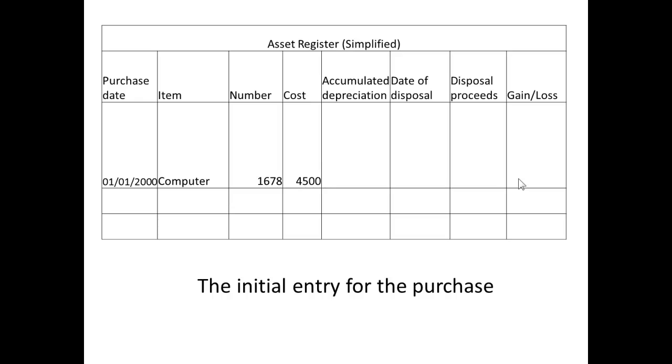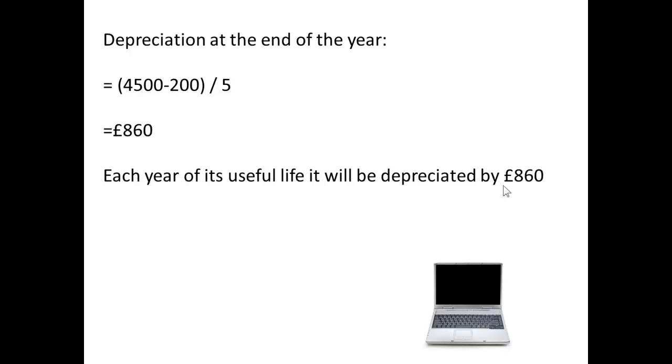Where are we going to start? We make the initial entry for the computer, right? We show its purchase date, we show it's a computer, we show the number that we've given it, the tag that we used to identify it, and we show its cost. So that's our initial entry for the purchase of the computer.